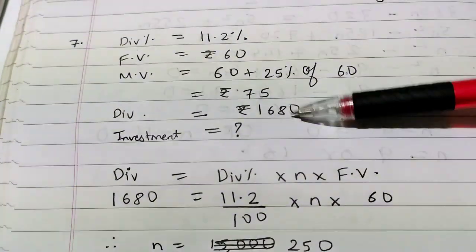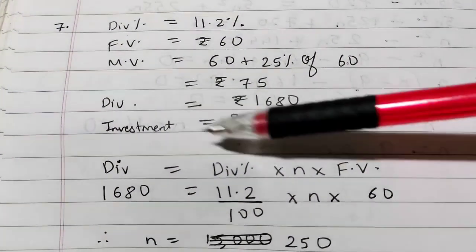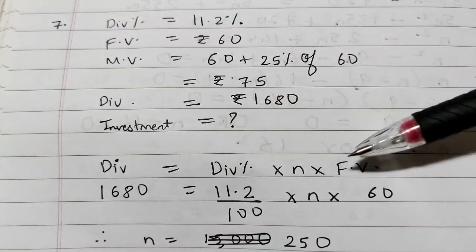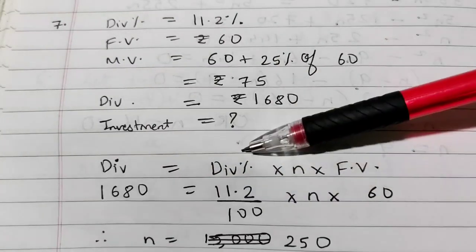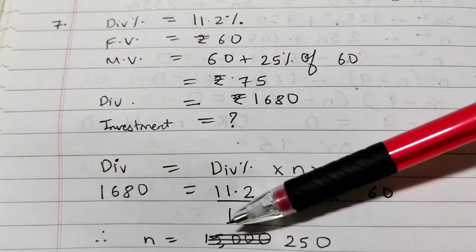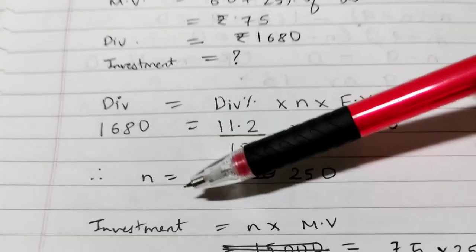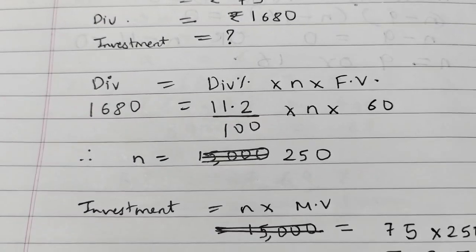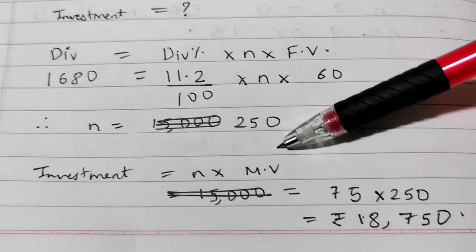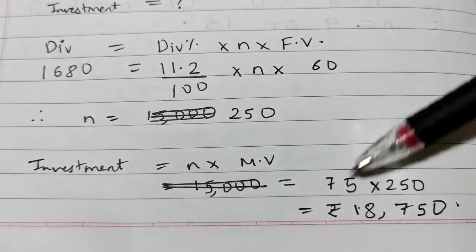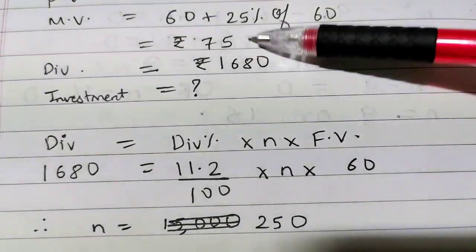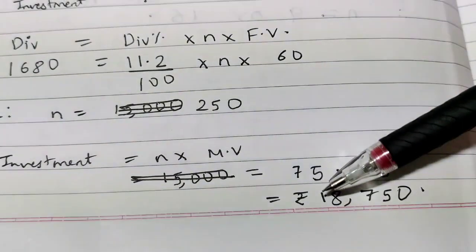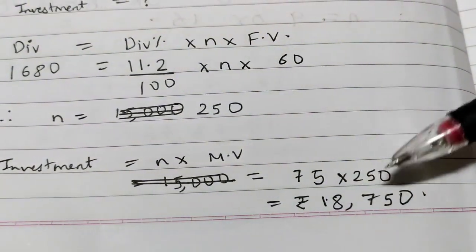So first we'll find the number of shares. Since dividend percent and face value is given, we can find the number of shares. Remember, percent means upon 100. So number of shares is 250. Now the total investment is always number of shares into market value. So N we have found out 250 and market value has been given as 75. So the total investment is 18,750 rupees.